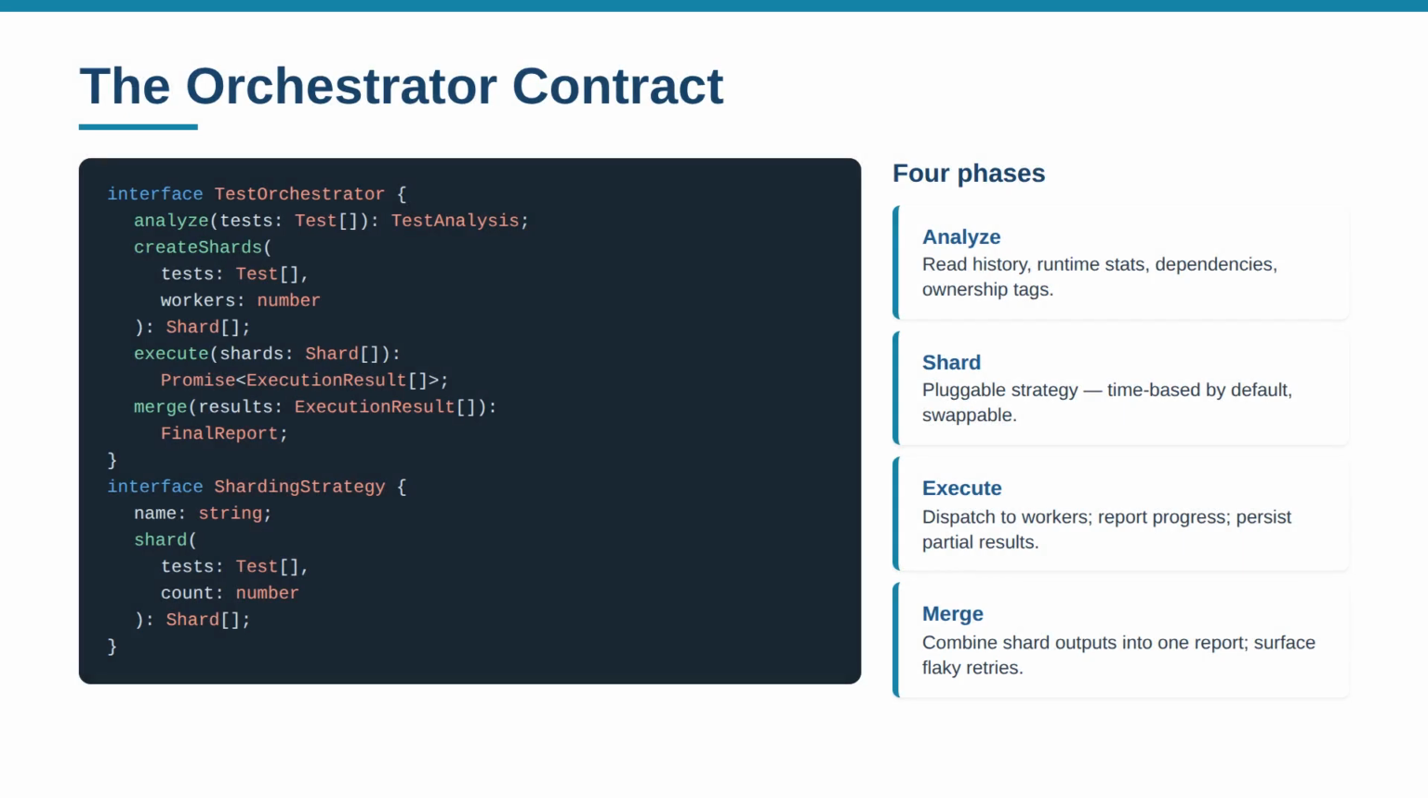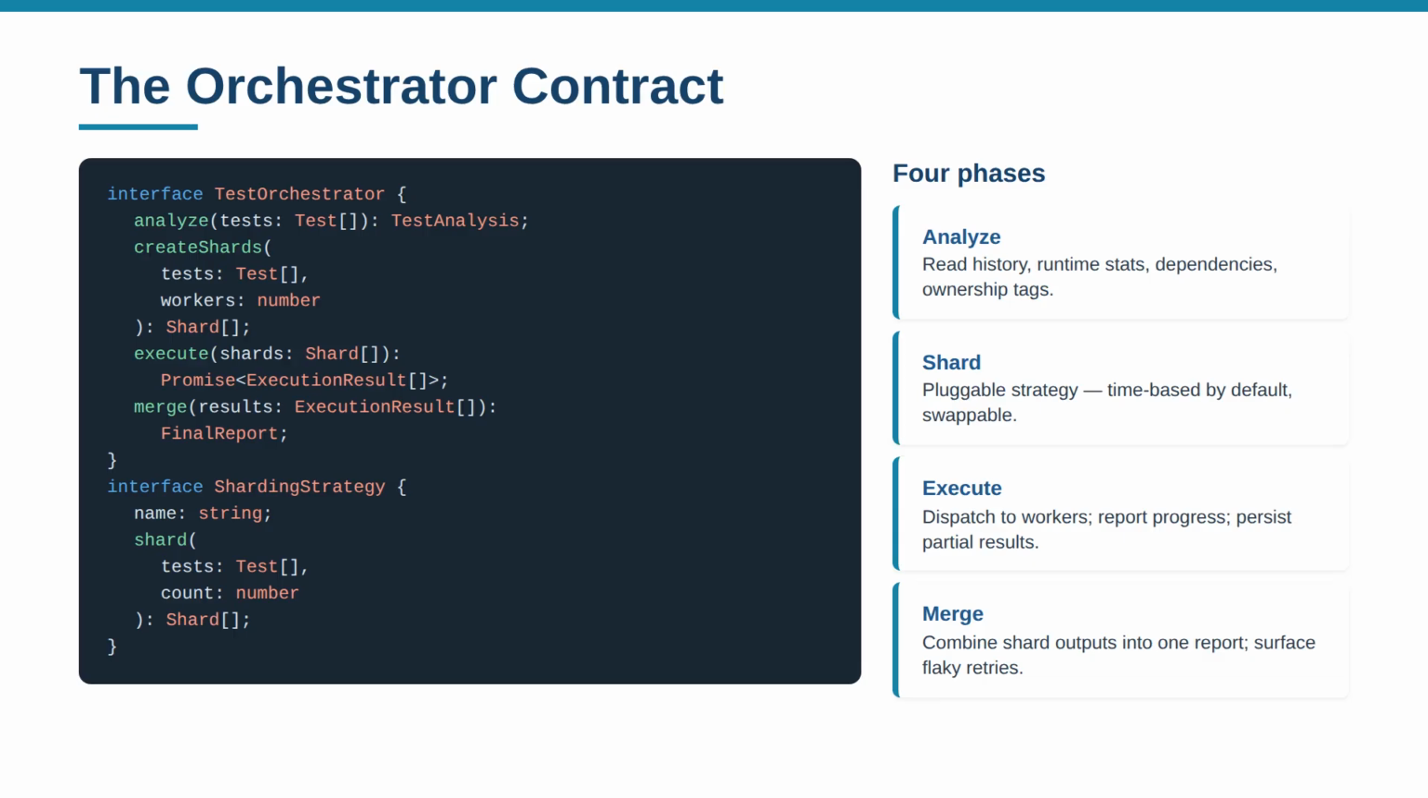The orchestrator is the engine that drives all of this. Think of it as a contract with 4 methods. Analyze reads test history, runtime statistics, dependencies, and ownership tags to build a picture of the test suite. Create shards applies a pluggable sharding strategy, time-based by default, but swappable, and returns a set of balanced shards.